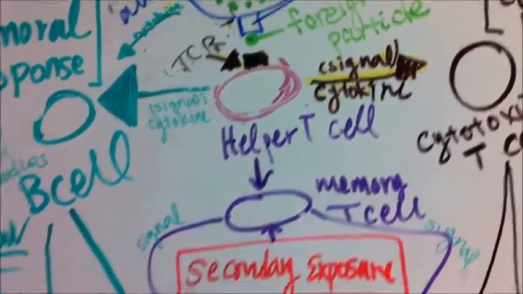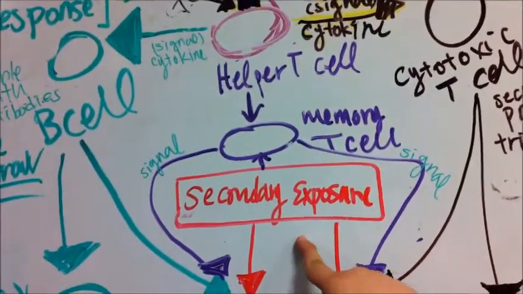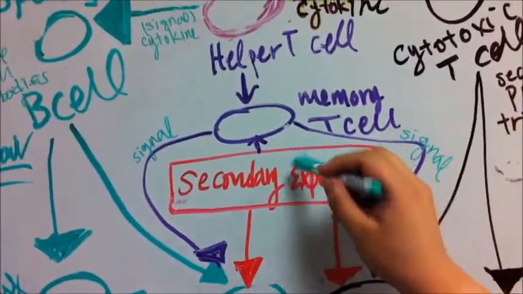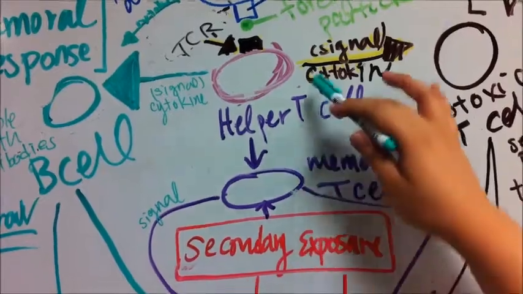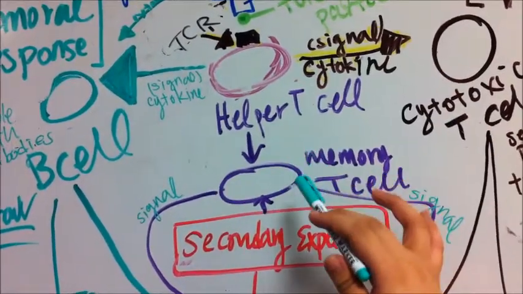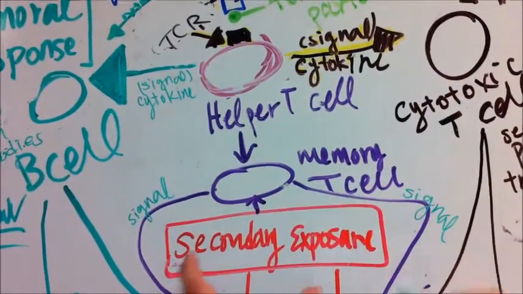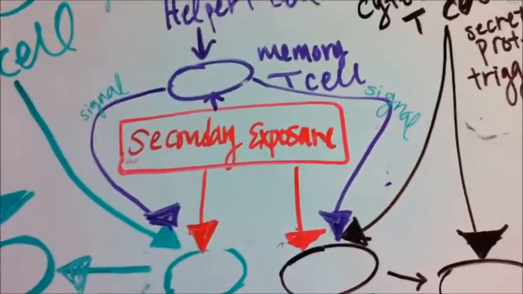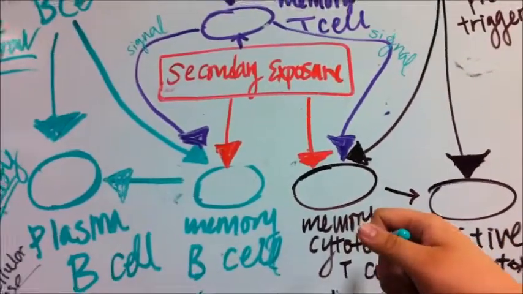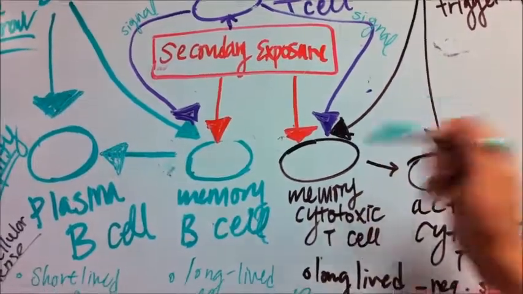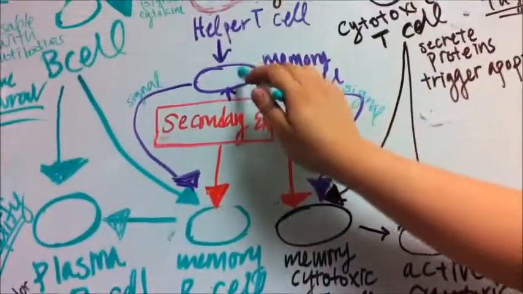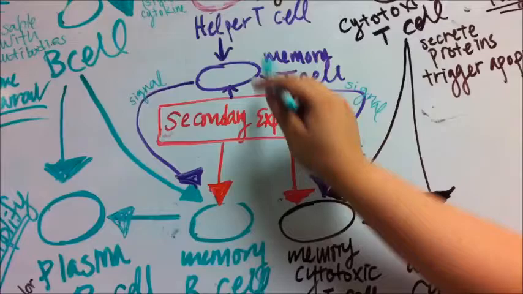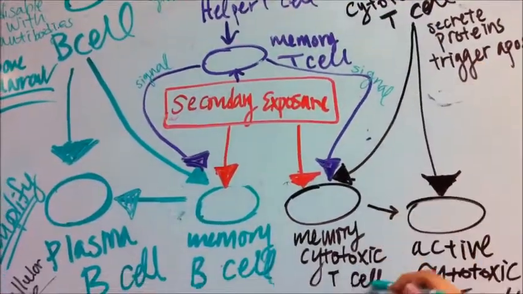When we're exposed a second time to the same pathogen, this will trigger our memory T cell, which are existing helper T cells that weren't active the last time. And the secondary exposure will also trigger your memory B cell and your memory cytotoxic T cell that produce a faster response. So the memory helper T cell would also signal more memory B cells, while the memory T cell will signal more memory cytotoxic T cells.